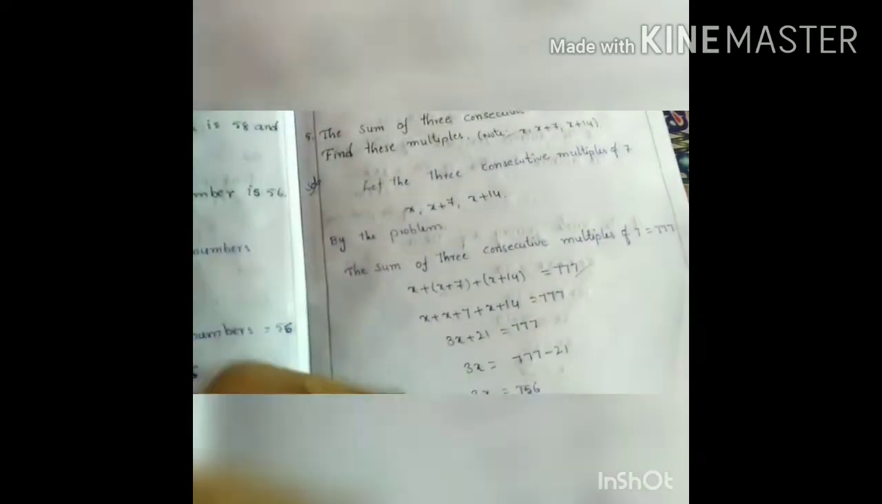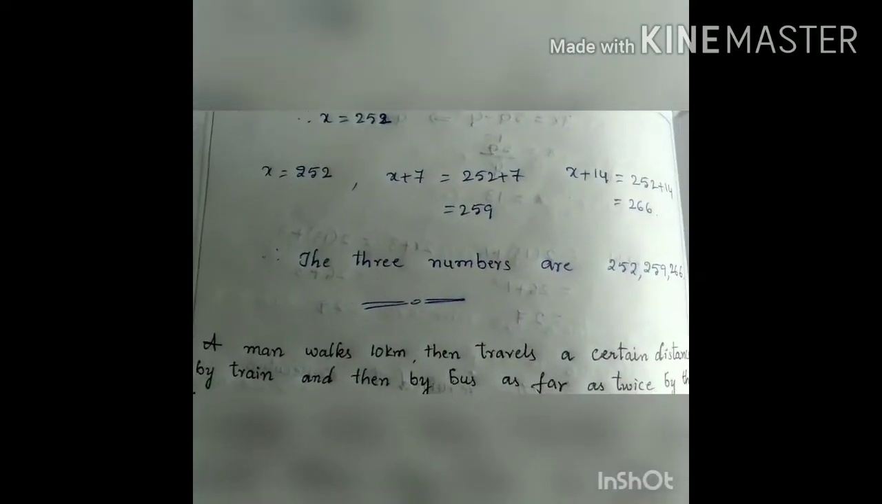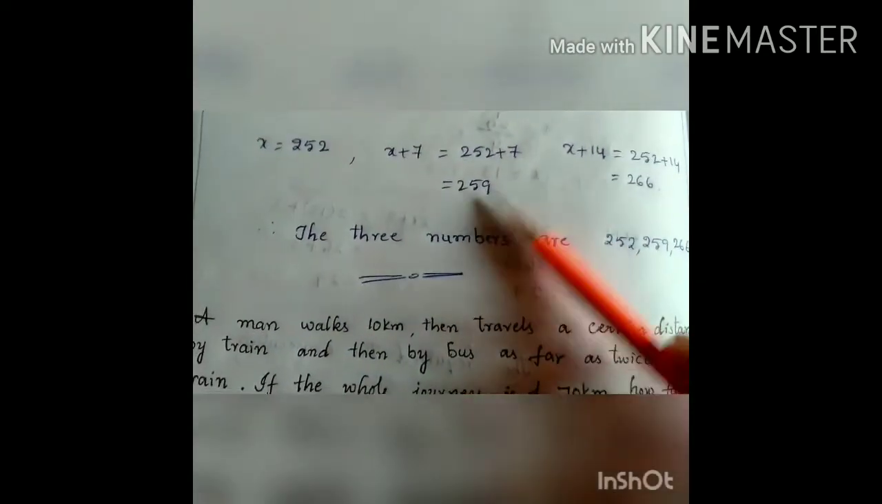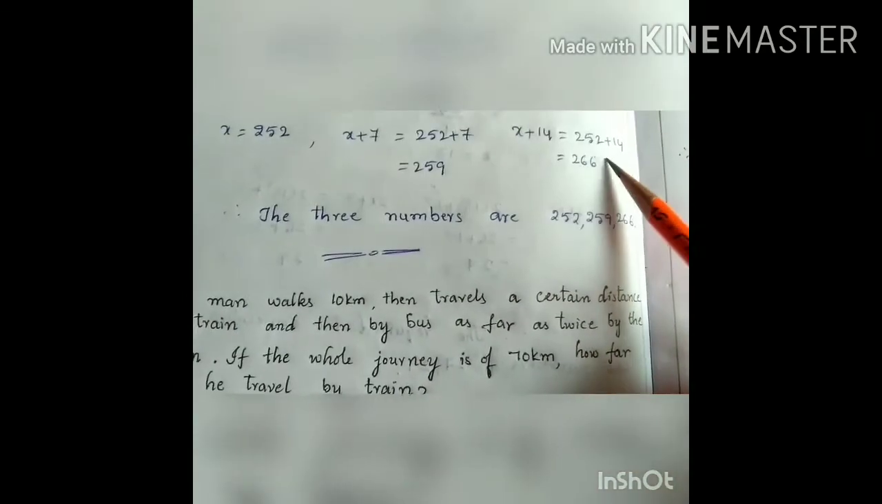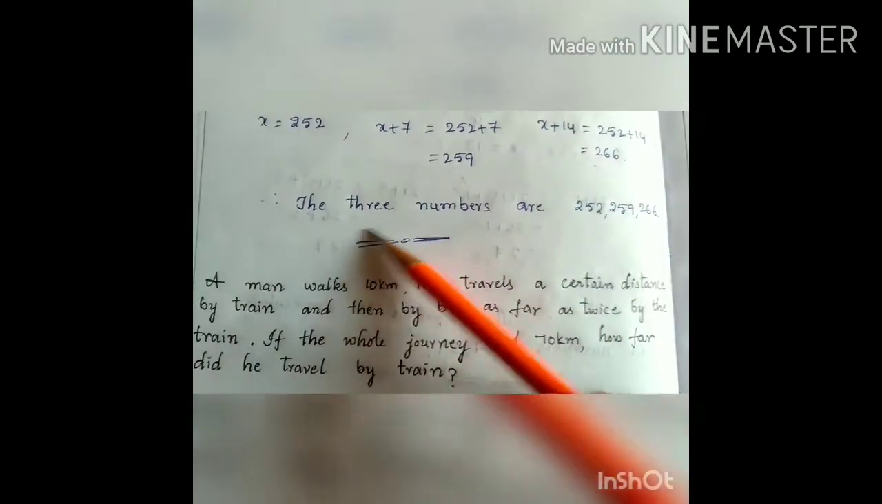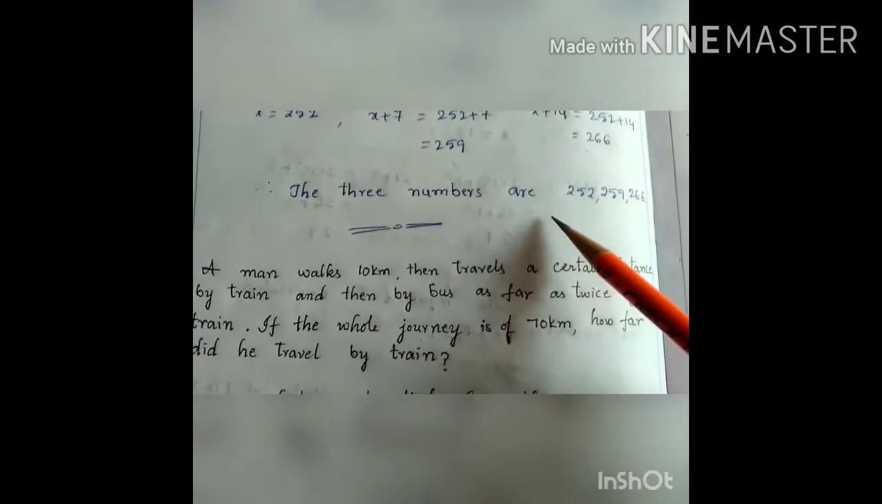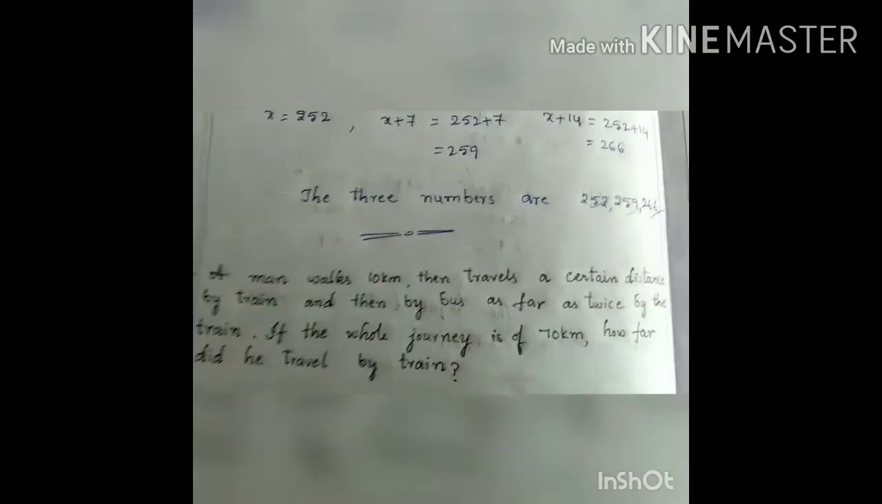Then you find the three consecutive numbers. First, x equal to 252. x plus 7 equal to 252 plus 7 equal to 259. Adding, x plus 14 equal to 252 plus 14 equal to 266. The three consecutive numbers are 252, 259 and 266. Okay, the fifth problem is completed.